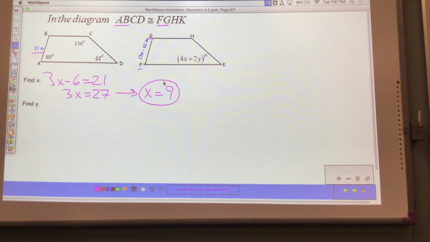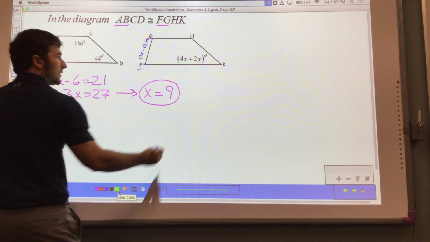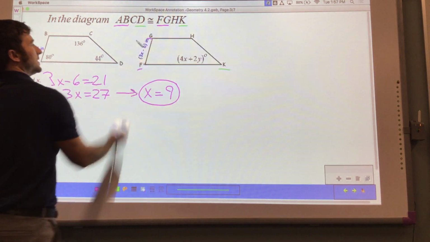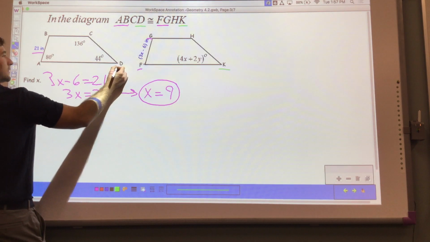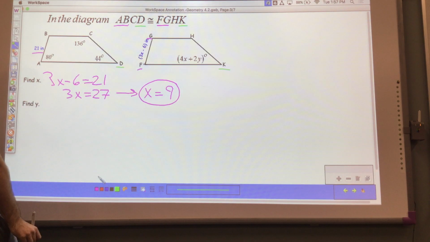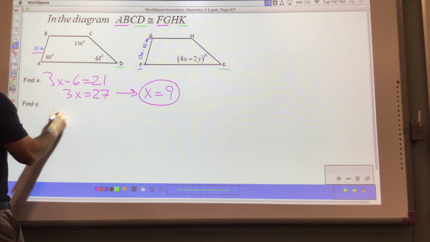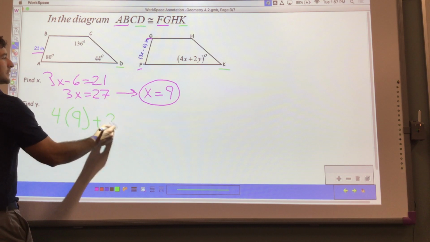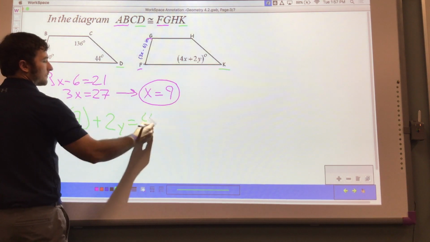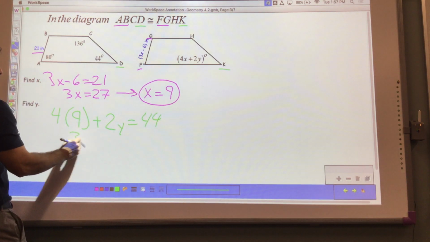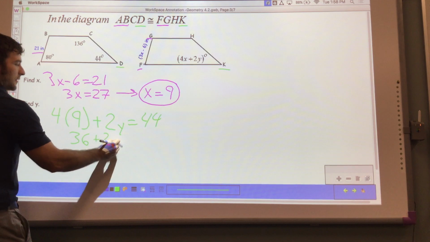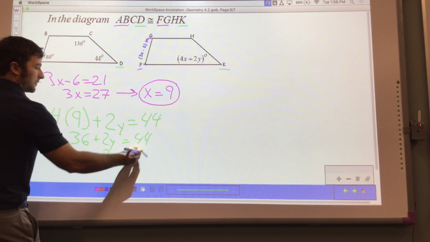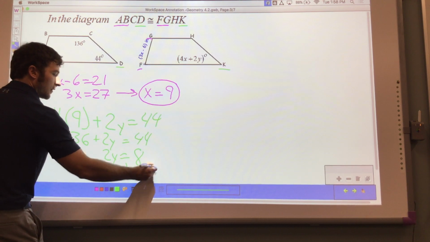Then if we want to find y, well, we're going to look at K. K is the last letter, so K should be congruent to D. So that one right there. So we can say that 4, well, x we know is 9, plus 2y equals 44. 36 plus 2y equals 44. And so 2y equals 8. And y is 4.